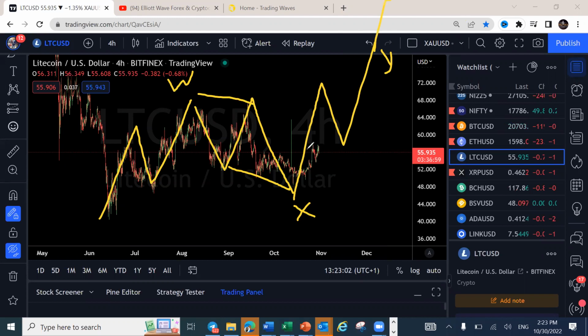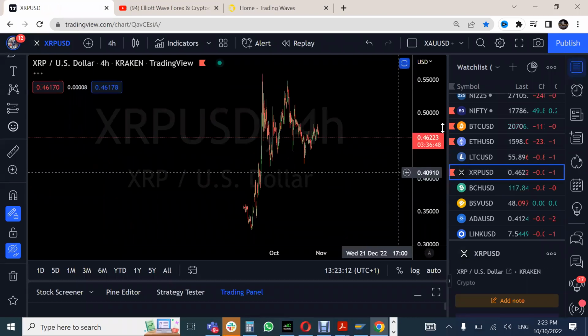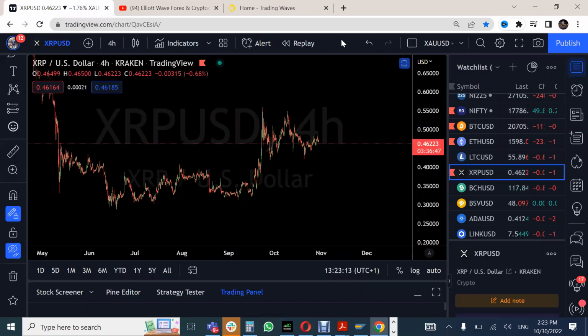So if you get an entry here on Litecoin, also another opportunity, excuse me, for a move to the upside. All the way up. Ripple, similarly on the 4-hour. Let's just look out for this, 1, 2. This one is a bit different, so we could be looking for this one to make one more leg to the upside before making a move to the downside.